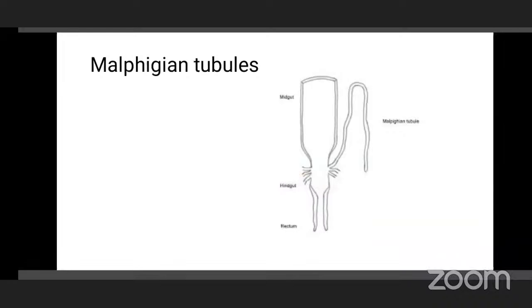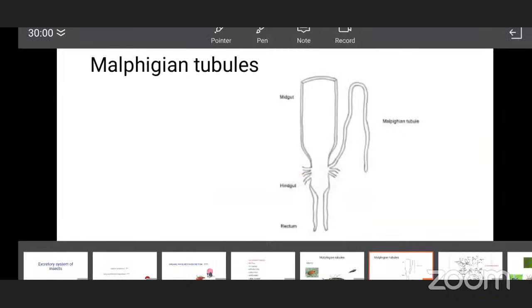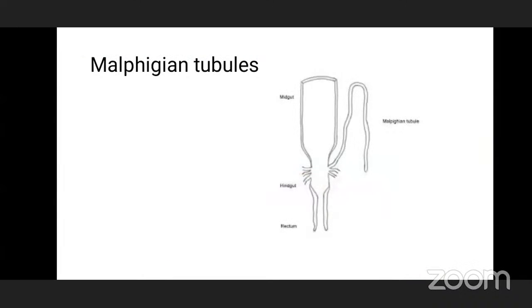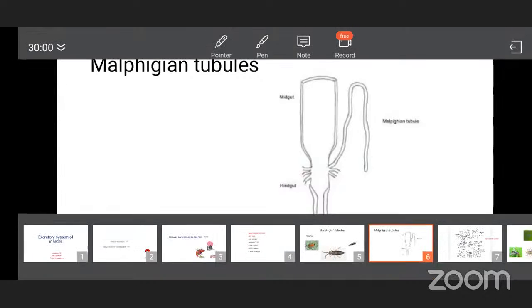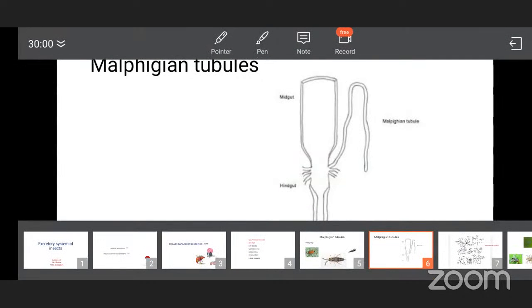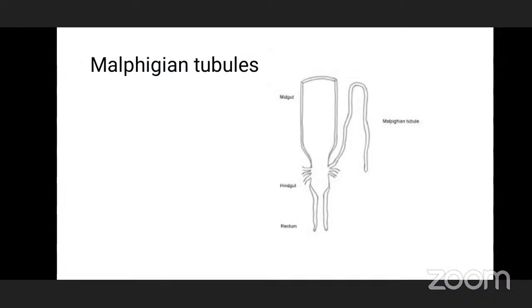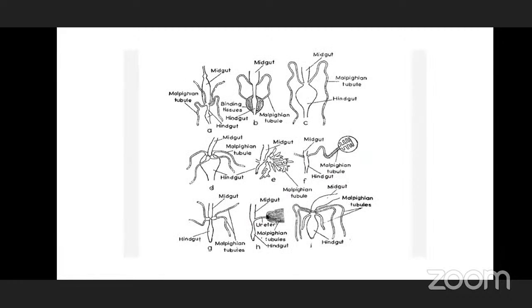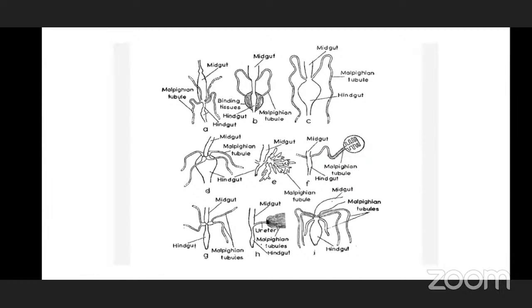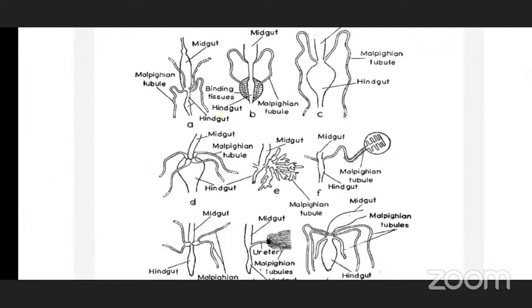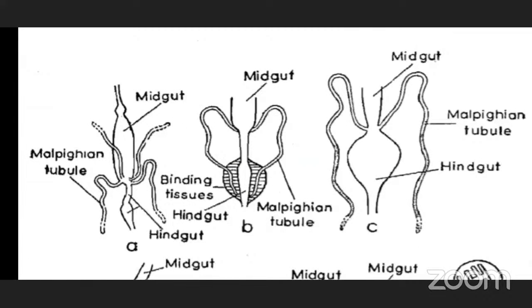You can see here, sorry, as I am using mobile, I'm not able to use the mouse. So here you can see the proximal extremities. It is into the intestine near the junction of the hindgut as well as the midgut. And if you see distally, these are free. But in some insects, here you can view, that is picture B.